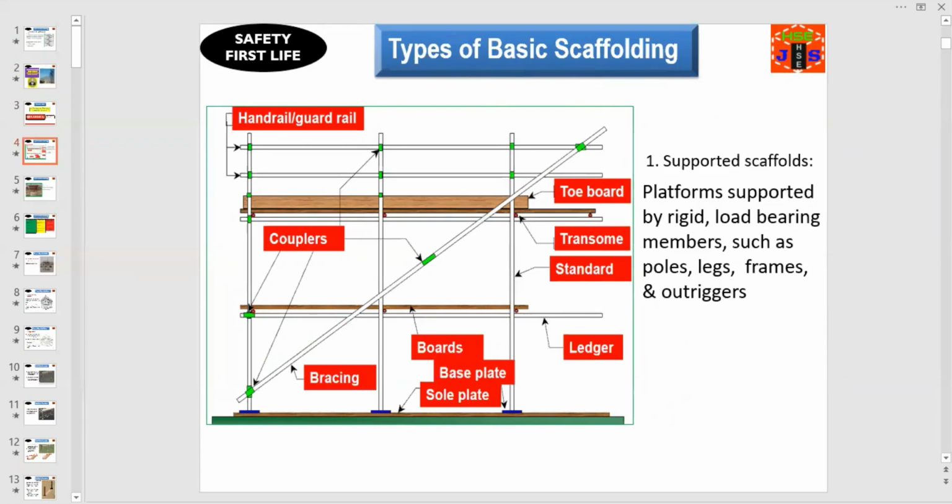Type number one, supported scaffolds: platforms supported by rigid, load-bearing members such as poles, legs, frames, and outriggers. Have a look at the left side of the slide. This structure is an example of a supported scaffold. It includes handrail, guardrail, toe board, transom, standard, couplers, bracing, boards, base plate, sole plate, and ledger.